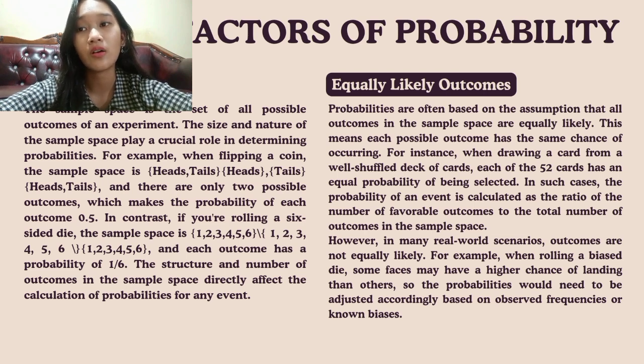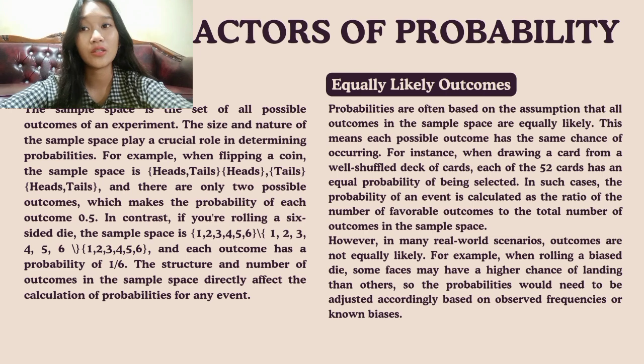For example, when flipping a coin, the sample space is heads and tails, and there are only 2 possible outcomes, which makes the probability of each outcome one half. In contrast, if you're rolling a 6-sided die, the sample space is 1 to 6, and each outcome has a probability of 1 out of 6. The structure and number of outcomes in the sample space directly affect calculating the probability for any event.